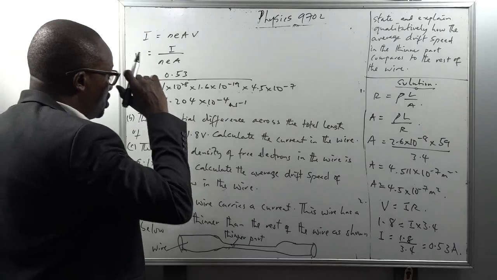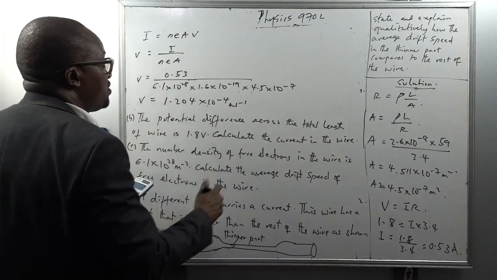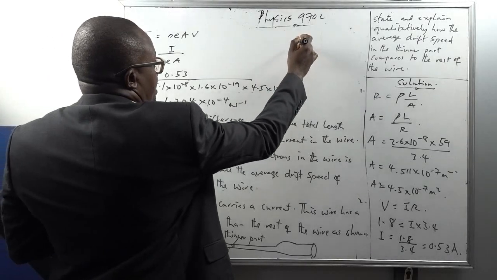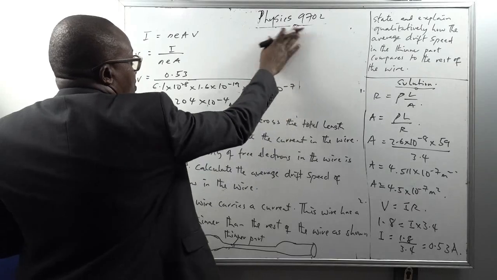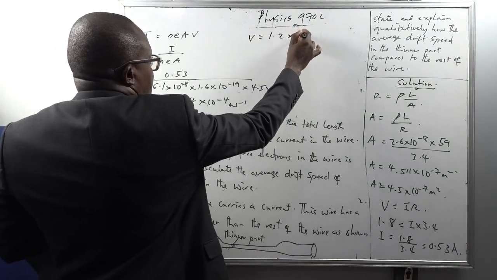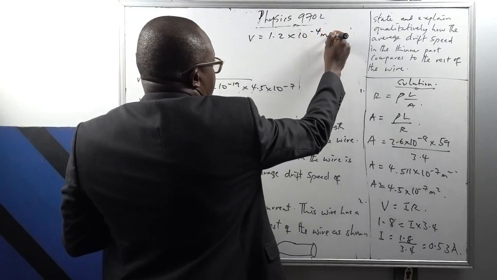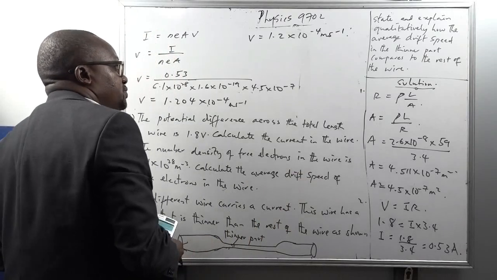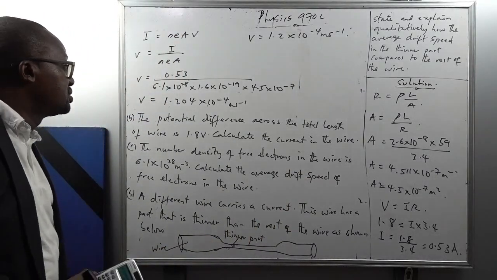So you can round it up to two significant figures. The drift speed becomes what? 1.2 times 10 power minus 4 meters per second. Alright? So that is that.